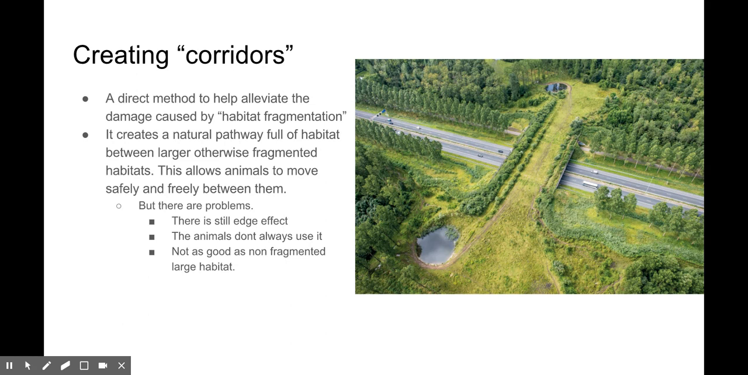And that allows populations to move between larger habitats. It keeps the genetic diversity in those populations higher because they're not isolated from each other, which would be inbreeding. But it's not all good. There are some problems. There's still edge effect. That corridor is not necessarily the same ecosystem as the one around it.